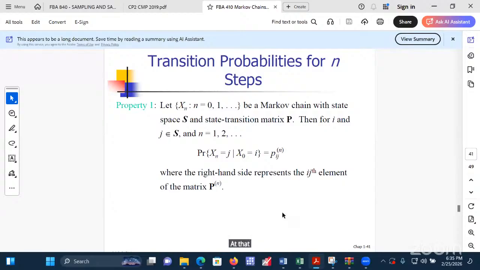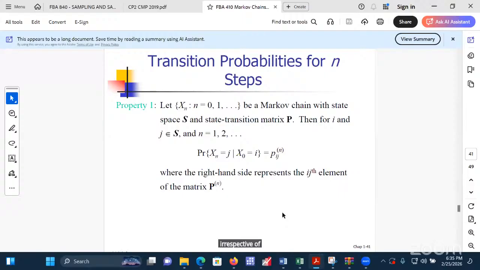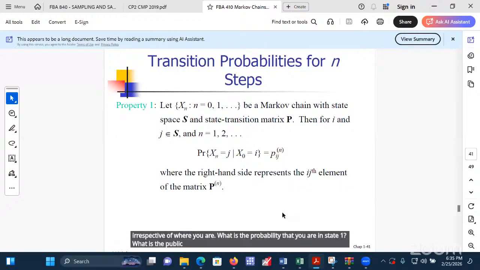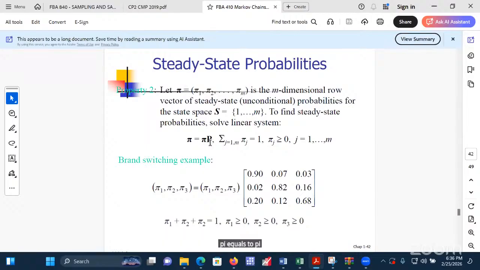And what it means is you'll be able to get the probability of being in any of the states, irrespective of where you are. What's the probability that you are in state 1? What's the probability that you're in state 2? What's the probability that you're in state 3? It is computed using this simple expression, pi equals pi P, where of course the summation of pi equals 1.